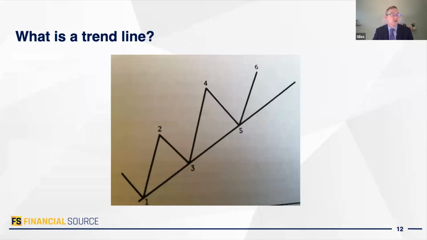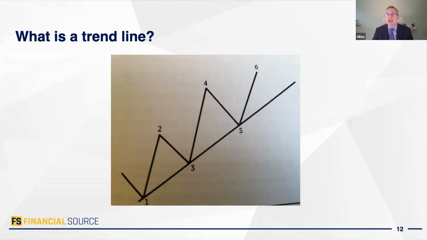The technical analysis I will be using is a trend line. A trend line is very simply a line that's drawn along a succession of peaks or dips in price. If you look on this screen, you can see the numbers 1, 3, and 5 with an ascending trend line drawn through the valleys 1, 3, and 5.